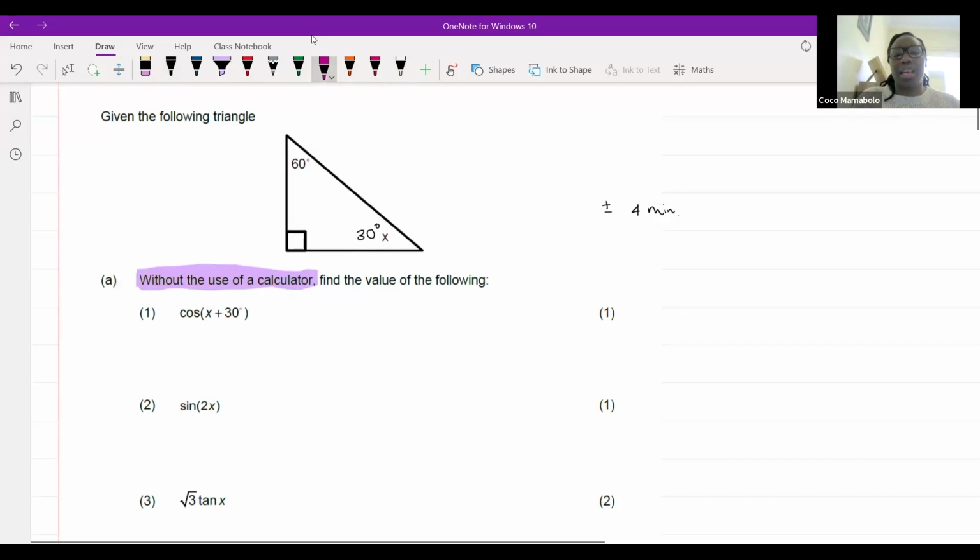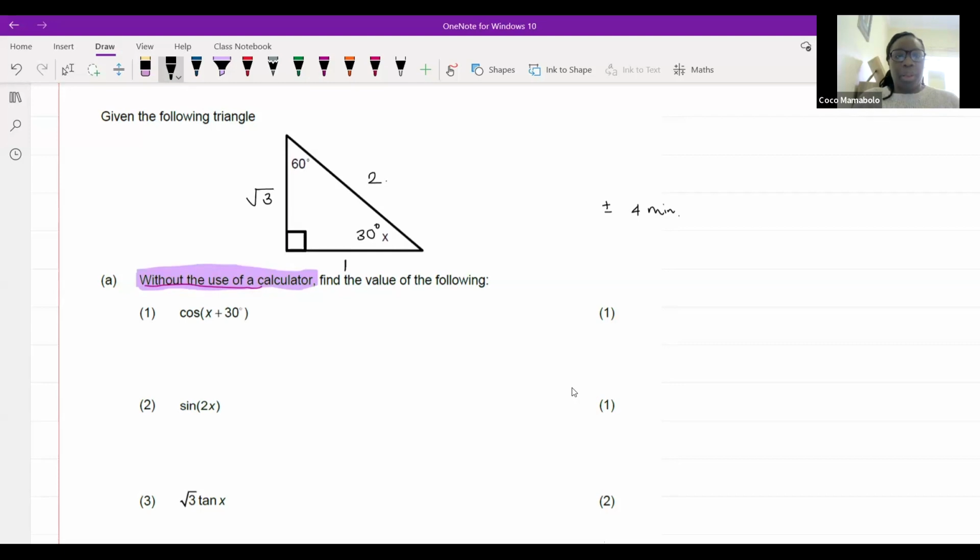Now, when they're telling us over here that without the use of a calculator, we need to find the value of cos(x + 30). In this question, we know for a fact that they want us to then use special angles because they're telling us that we cannot use our calculators. But I know that if I've learned my special angles, then I should get a 1 over here, I should get 2 over here, and I should get √3 over here, based off of the special angle that I'm seeing over here, or the triangle that I've got over here.